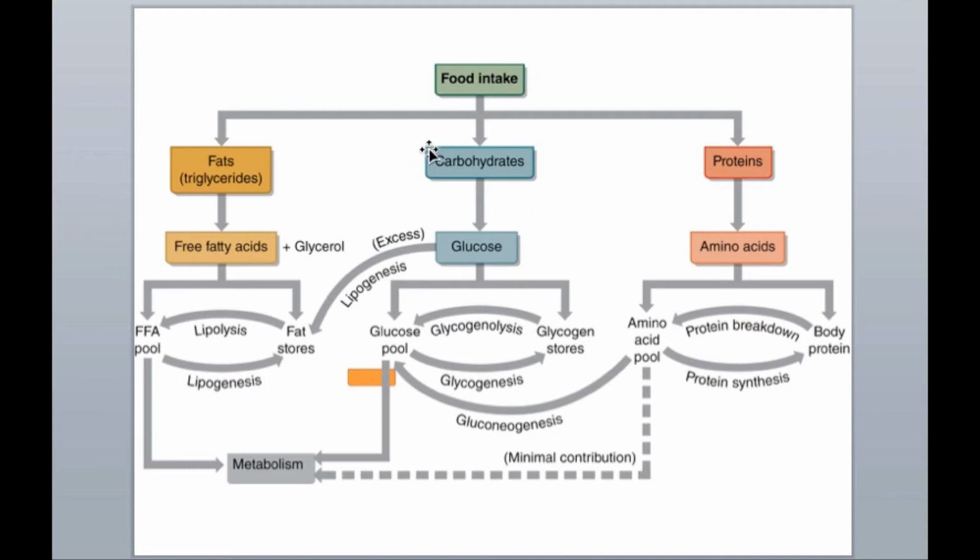Now let's look at carbohydrates. Those carbs are going to be broken down and we get some glucose. Any excess, we're going to store as fat through lipogenesis, so creating fat. If we don't create fat, because we don't have excess, we're going to either store it in the glycogen stores, again either in the liver or the muscle, or it will go into the glucose pool. This pool can be tapped into and we can use it for immediate energy, for metabolism, or if we don't use it, we can store it through glycogenesis.